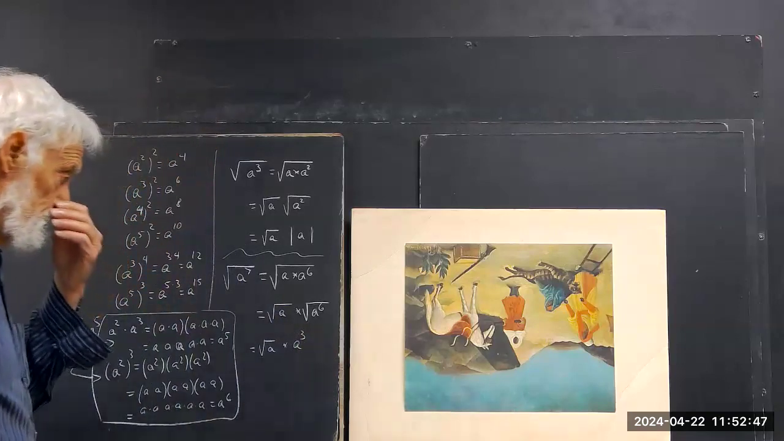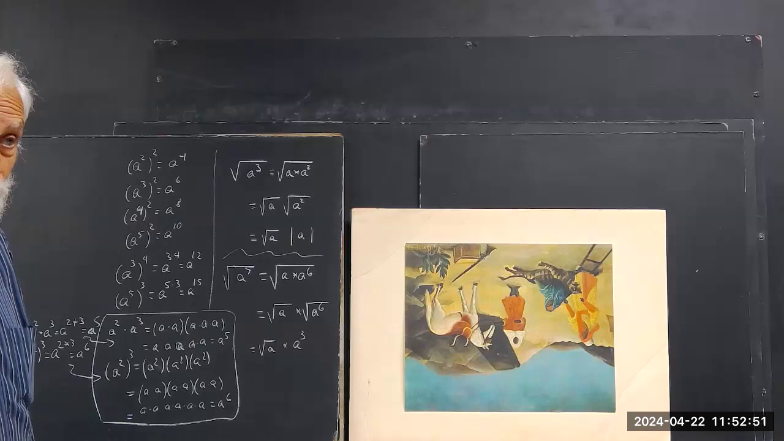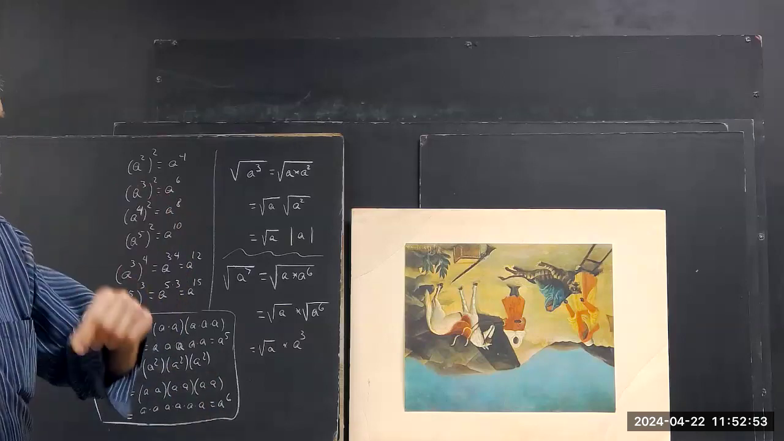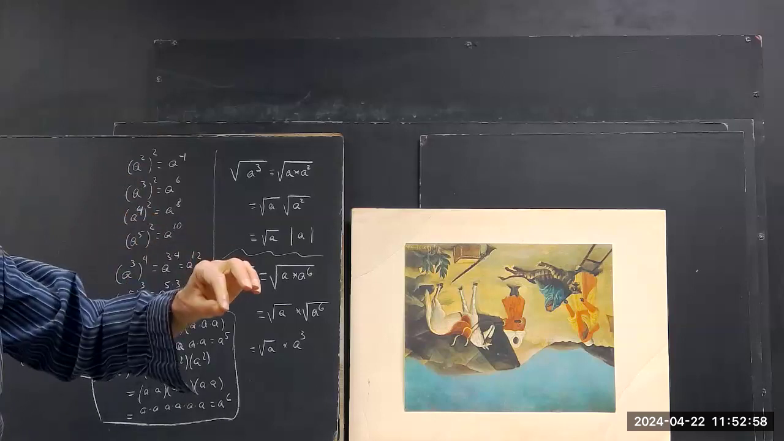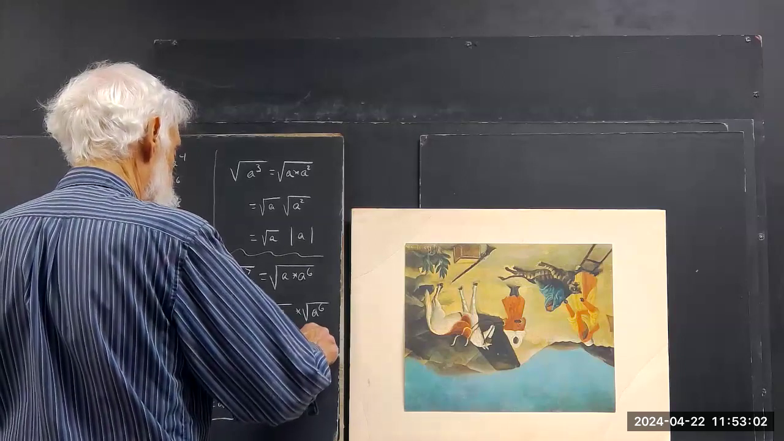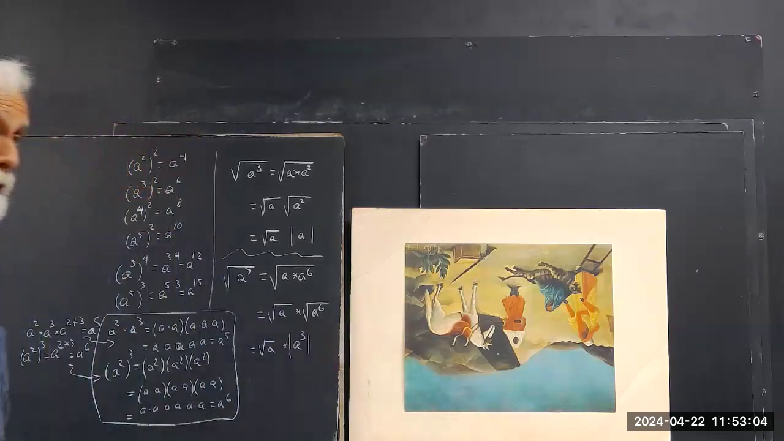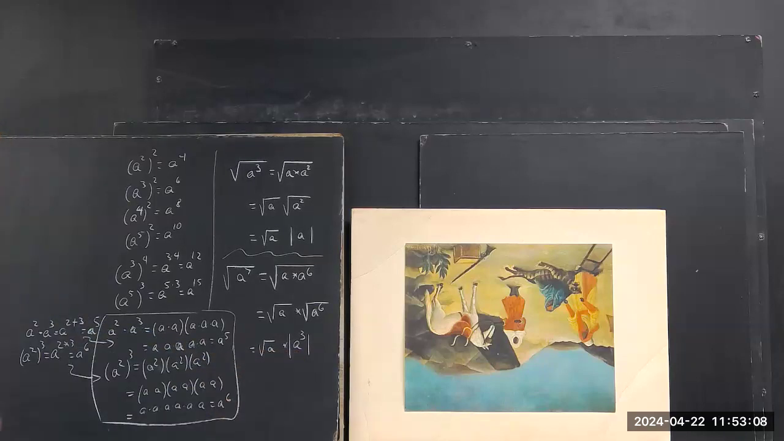Now there's a caveat. If a is negative, a cubed is negative, right? Because a cubed is a times a times a. You'd be multiplying a negative times a negative times a negative, which would give you a negative. So we're going to have to put absolute value signs around that a cubed. Or you could put absolute value signs around the a and then cube it. Be okay either way.